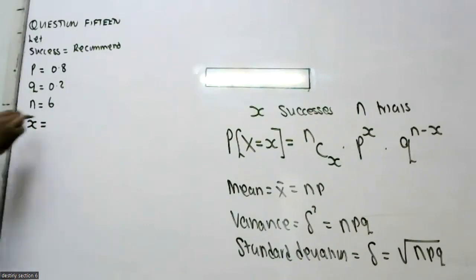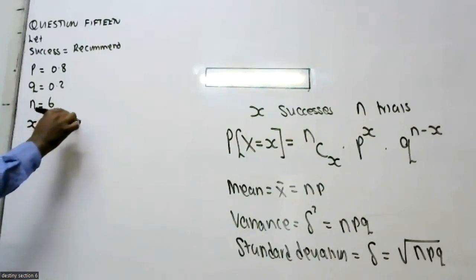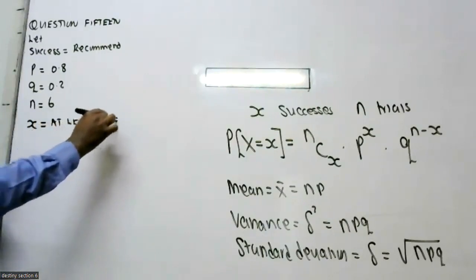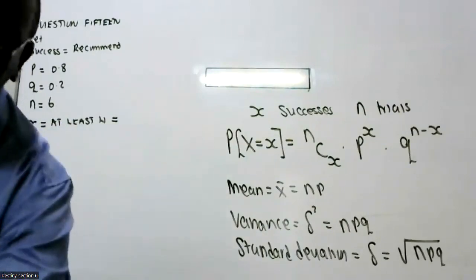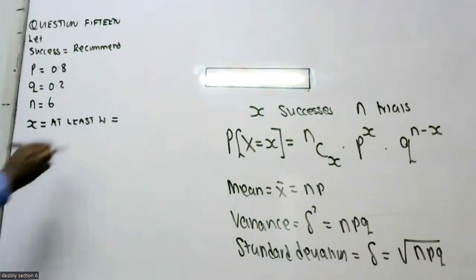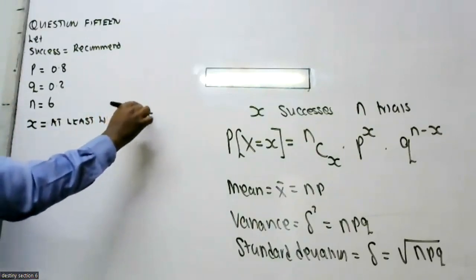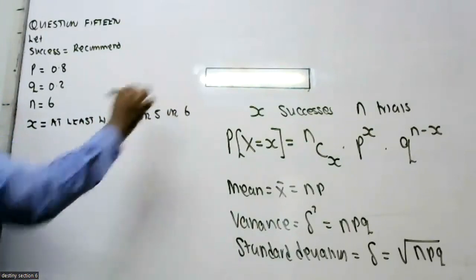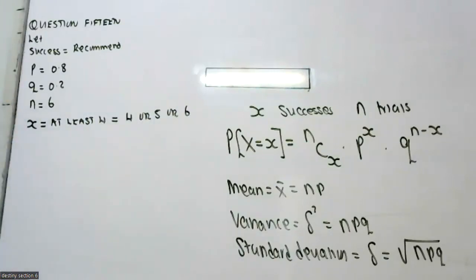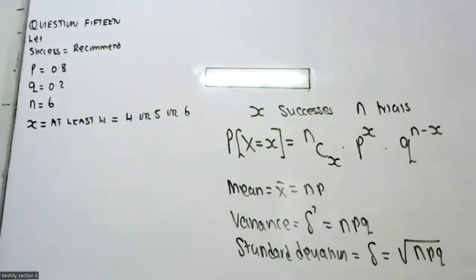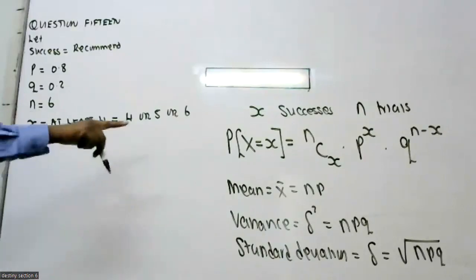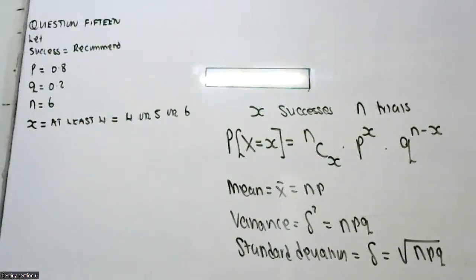Then X, we want at least 4 of them. At least 4. Now, when they tell you at least 4, what does it mean in terms of numbers? At least 4 means 4 or 5 or 6, because that's the math. So we are going to say, because we have the formula there, let's not duplicate it.